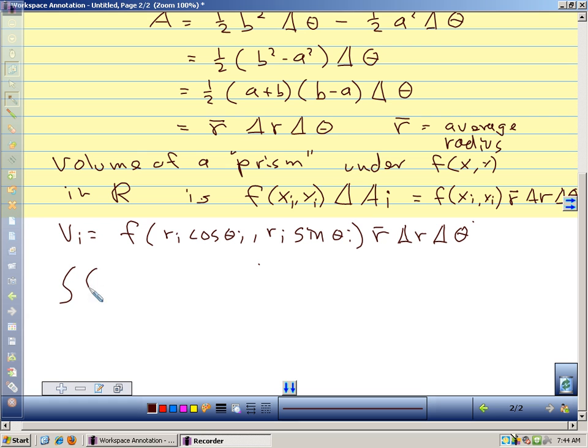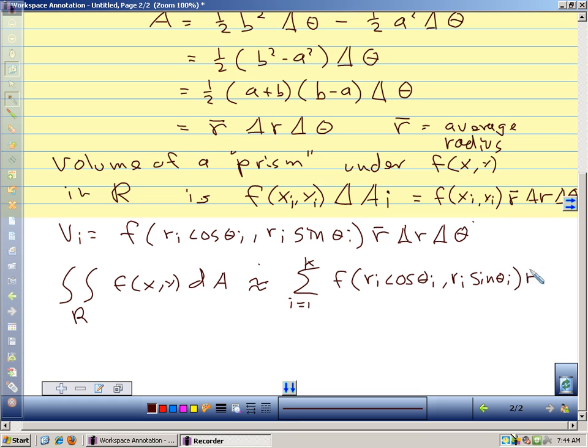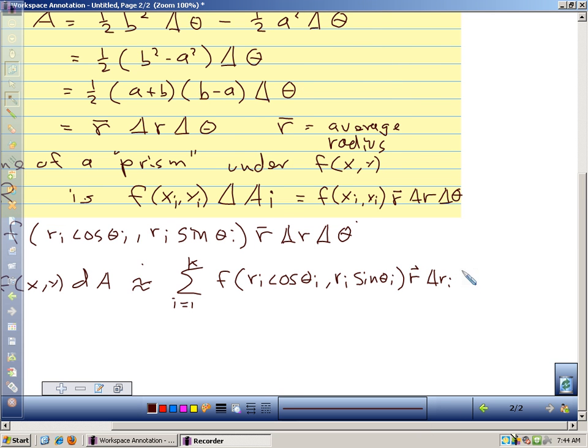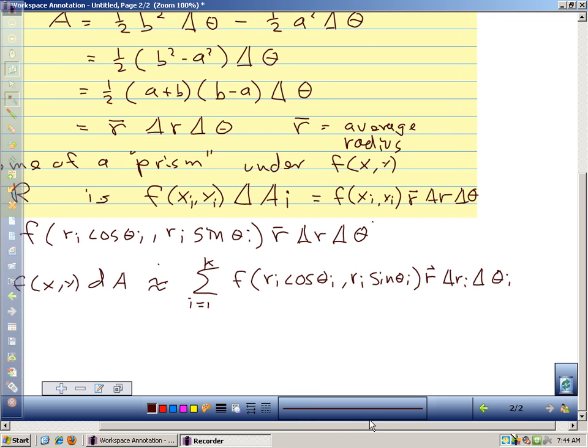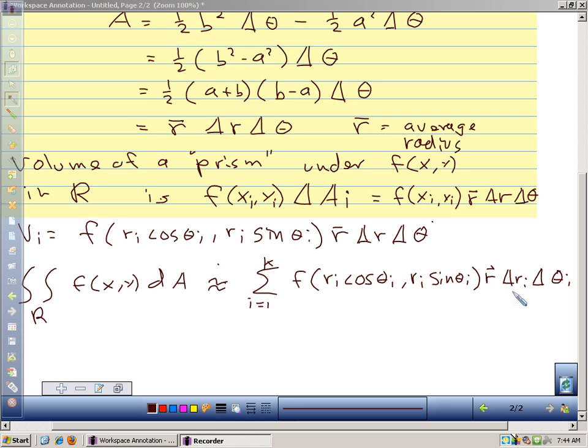So we say that this fits in with our definition of our double integral over a region, f of xy dA, and for our purposes here, that is approximately equal to the sum from I equals 1 to k of f of r sub I cosine theta sub I, r sub I sine theta sub I, times r delta r delta theta. We're approximating here, we're not taking the limit yet. Then as we take the limit, as our delta r and our delta theta become smaller and smaller, we get our double integral for the volume under that surface over the region.